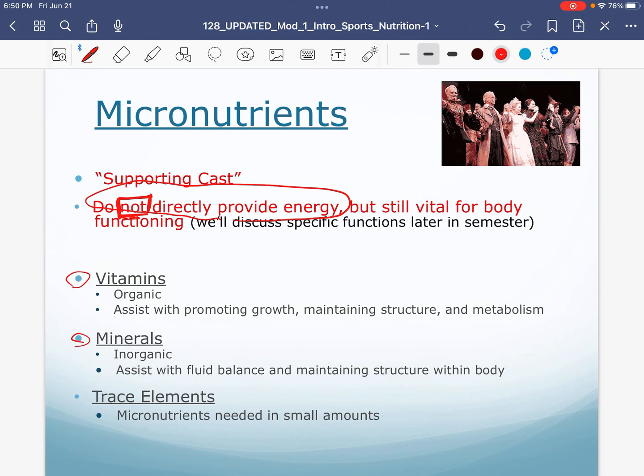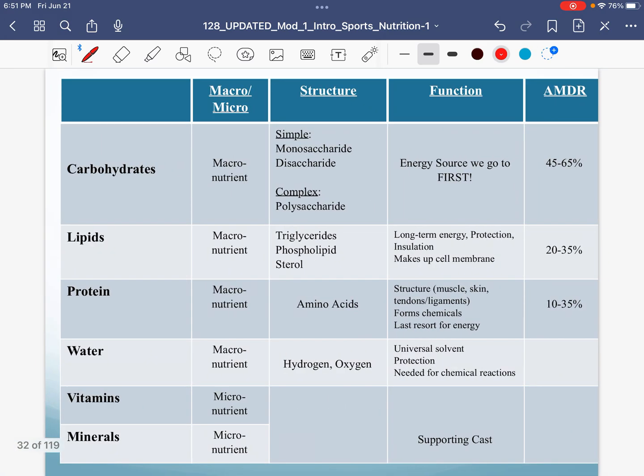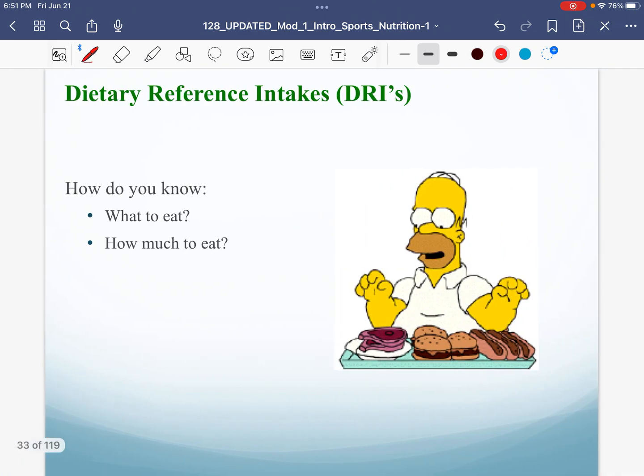What do our cells rely on most for energy? Carbs, fat, protein only as a last resort. But they have other functions that we'll talk about more later. I'm going to save the rest of the discussion for micronutrients until later. All you need to know is that these are micronutrients. We don't need as much of them. So here I've provided a summary table with what you need to know.